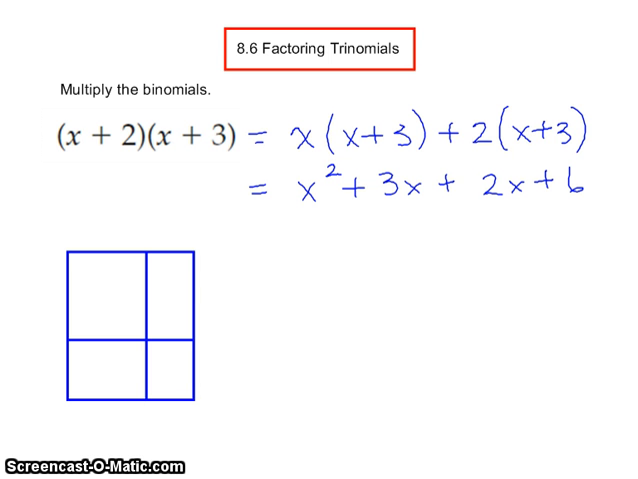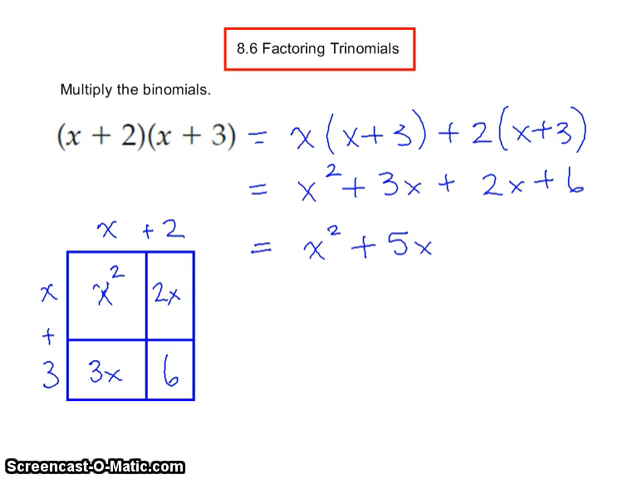If we label this square with side lengths of x plus 2 and x plus 3, we get x squared, and we have a 6 here. Okay, and this would be 2x and 3x. And you know now that you can combine your like terms, and you have x squared plus 5x plus 6.